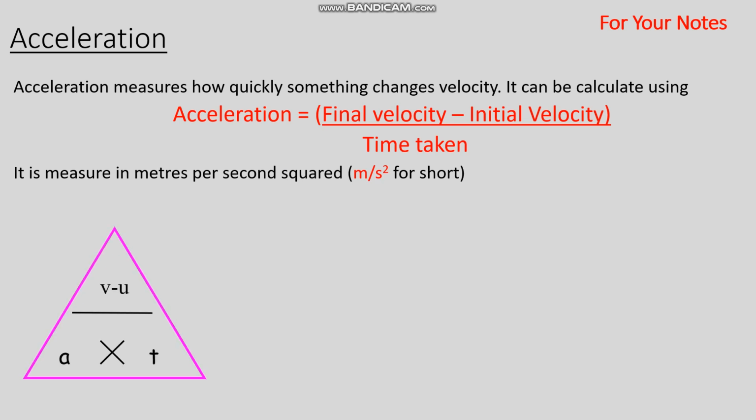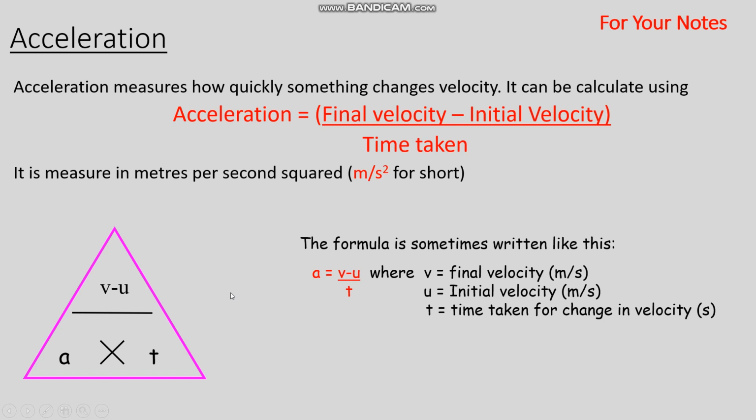The triangle is a little bit more complicated because we've got this final velocity minus initial velocity factor in here, so I'll put that into the triangle there for you. Now, you can write the formula for acceleration in shorthand using the symbols here. So acceleration is equal to v minus u over t, where v is the final velocity, u is the initial or starting velocity, and t is the time taken, measured in seconds.